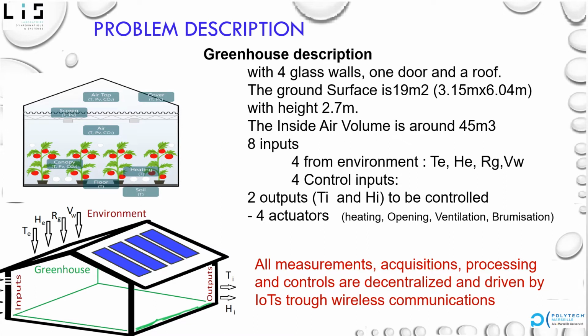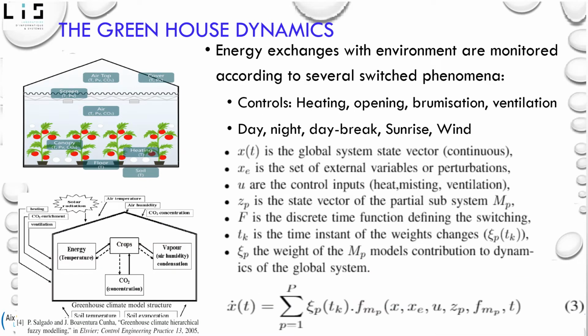The 4 actuators designed for controlling the inputs are dedicated to heating, opening, ventilation, and brumization. Please note that all the measurements, acquisition, processing, and control are decentralized and driven by IoTs through wireless communications. The greenhouse dynamic is governed by the energy exchanges with the environment. These exchanges are governed by several switched phenomena.